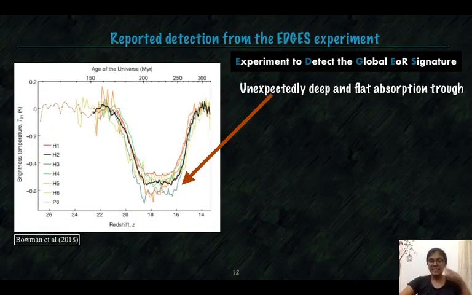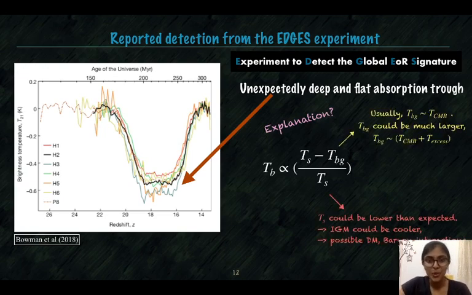So the reported detection from the EDGES experiment was very exciting. We found that the detected signal had a very deep and flat absorption trough. Now, what could possibly cause such a deep and flat absorption trough is a question that we all want to know. So we have found that there are two possible explanations.